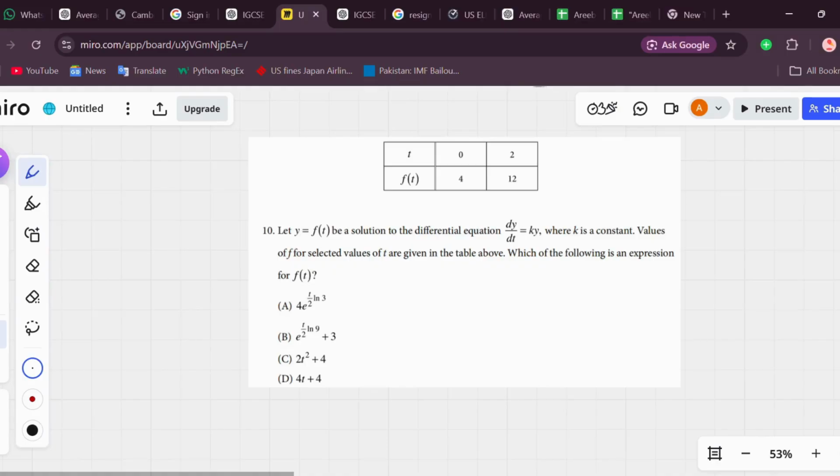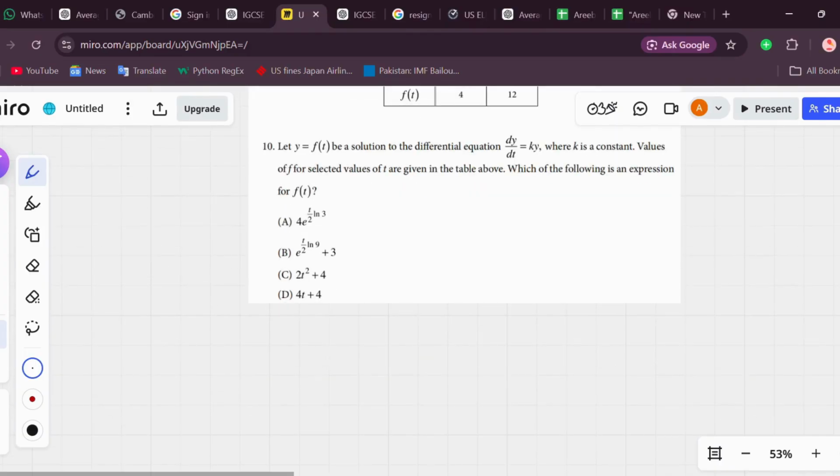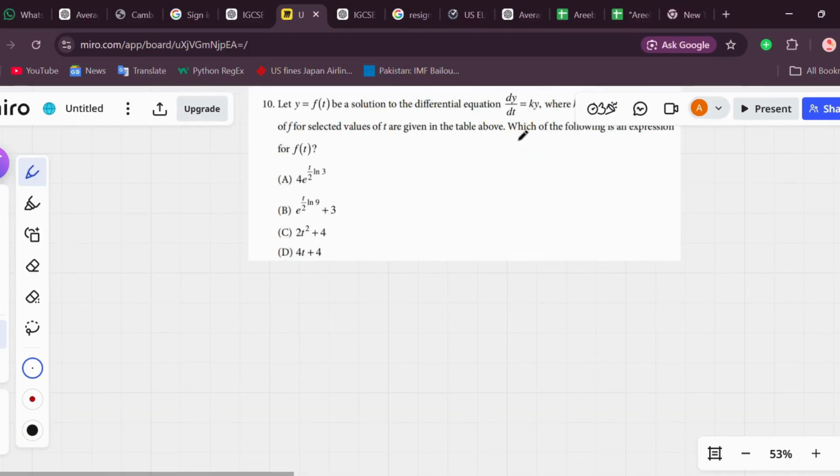This is the differential equation: dy over dt equals ky. Now what is the general equation for it? For the solution of dy over dt equals ky, the solution is y equals C e to the power kt. Now begin the solution.